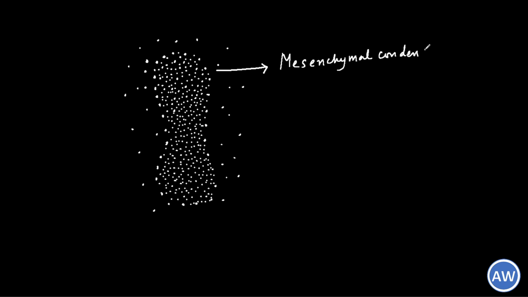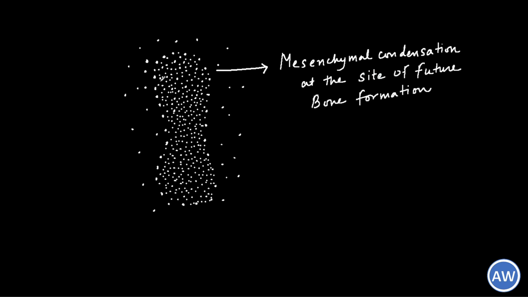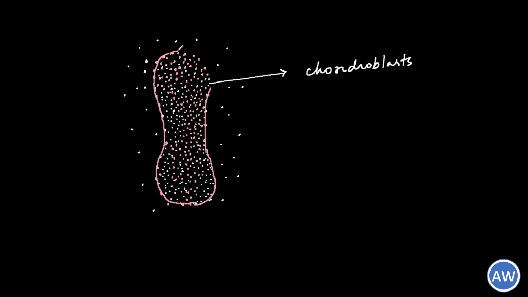Let us now move on to enchondral ossification. In enchondral ossification, the mesenchymal cells become closely packed to form a mesenchymal condensation at the site for future bone development. Some of these mesenchymal cells become chondroblasts and lay down hyaline cartilage. The very same mesenchymal cells on the surface of the cartilage form a membrane called the perichondrium.